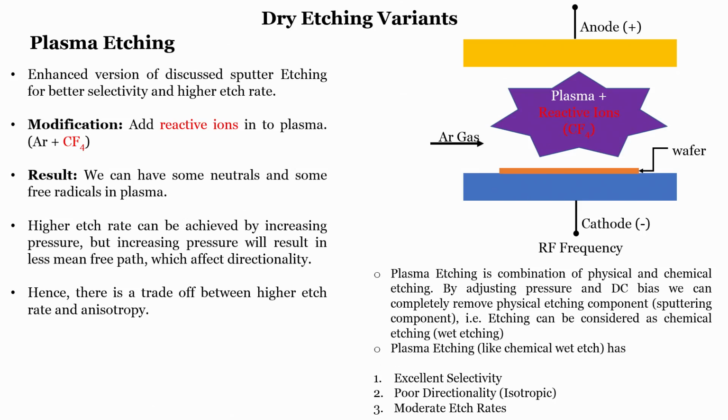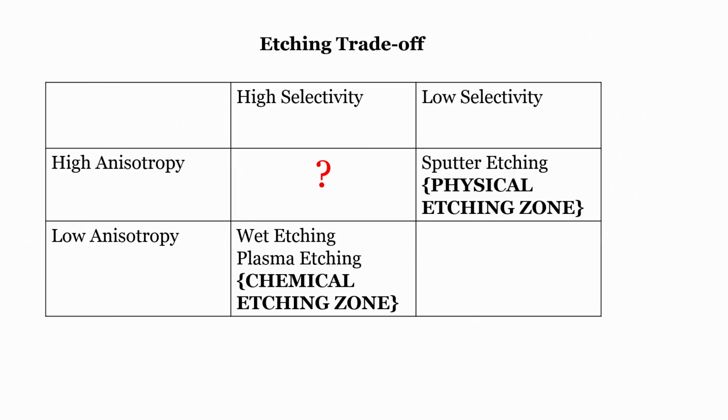Plasma etching is a combination of physical and chemical etching. By adjusting the pressure and DC bias, we can completely remove the physical etching component. However, that etching can then be considered as chemical etching or wet etching. Plasma etching, like chemical wet etch, has excellent selectivity, poor directionality and moderate etch rates. This is the second type of etching. The first type we have seen is the sputter etching, then we talked about plasma etching. Let us see one more kind of etching, and that is called the RIE or DRIE.